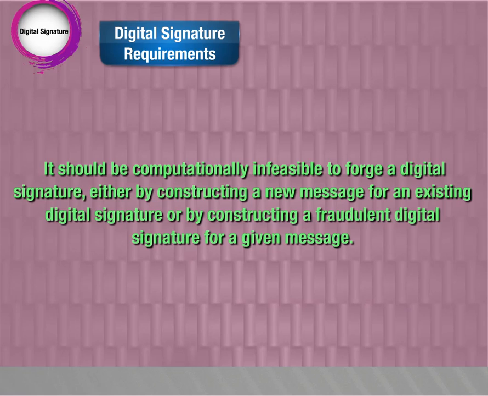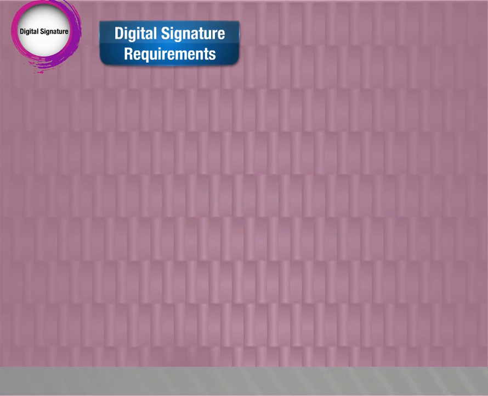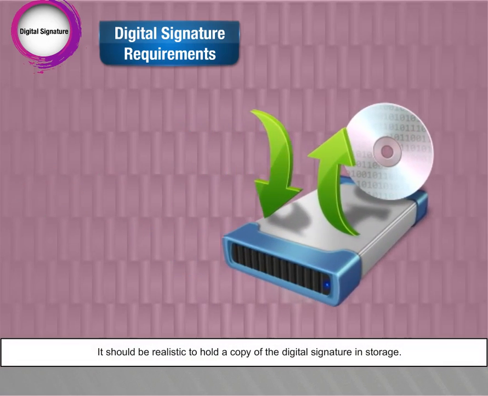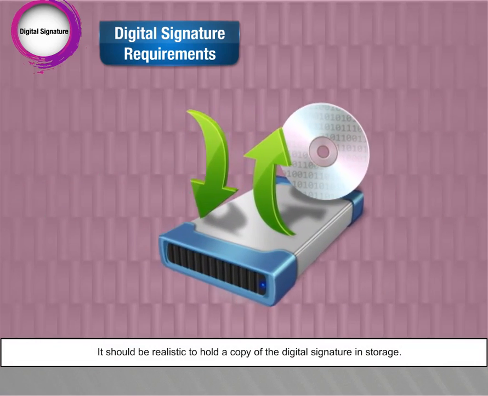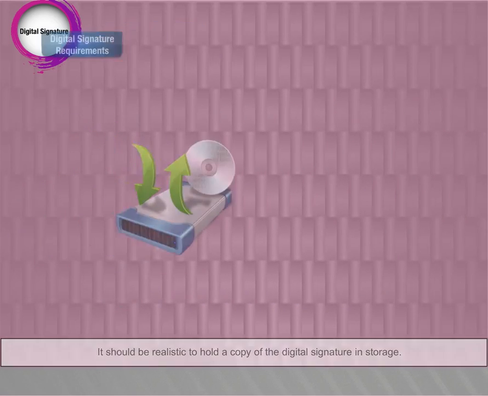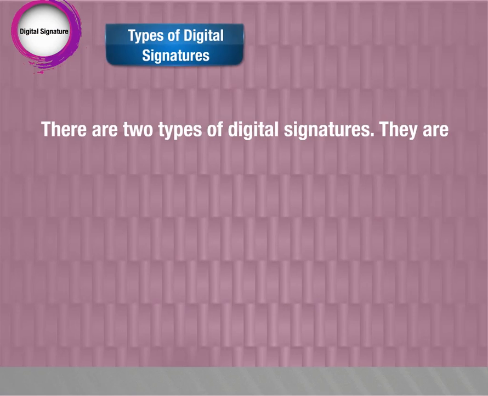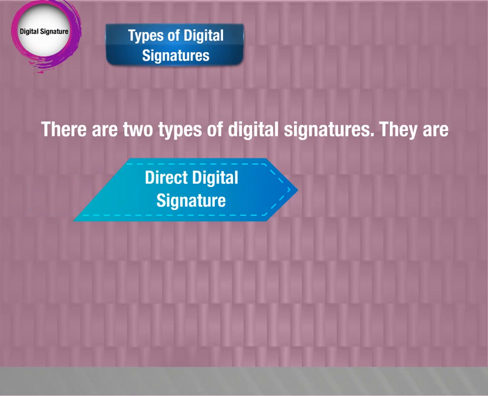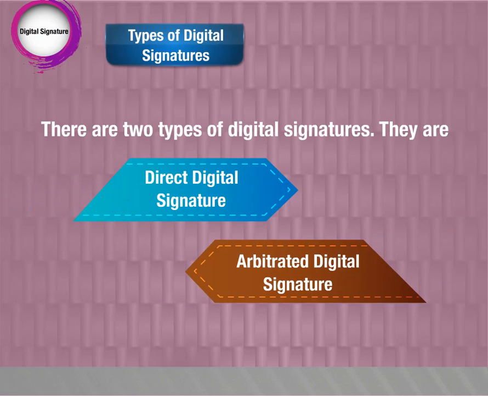It should be computationally infeasible to forge a digital signature, either by constructing a new message for an existing digital signature or by constructing a fraudulent digital signature for a given message. It should be realistic to hold a copy of the digital signature in storage. Types of digital signatures. There are two types of digital signatures. They are direct digital signature and arbitrated digital signature.